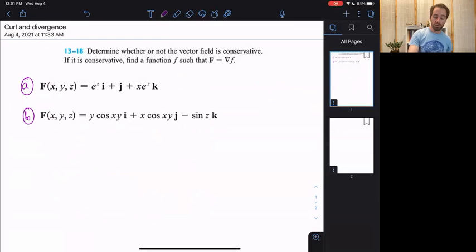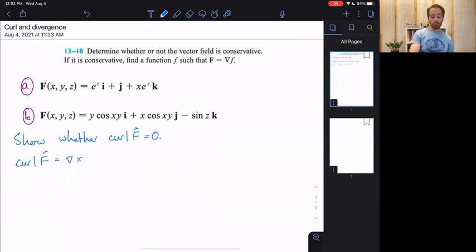Okay, time for the second one, in which case I'll switch to a different color. So the same thing as before. We want to show whether the curl of this vector field equals 0 identically. So let's go get the curl.